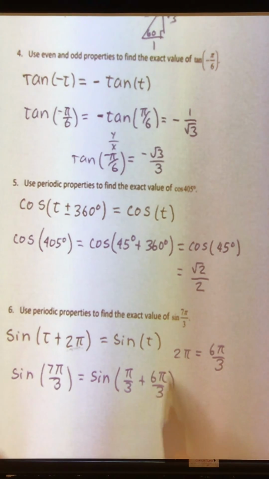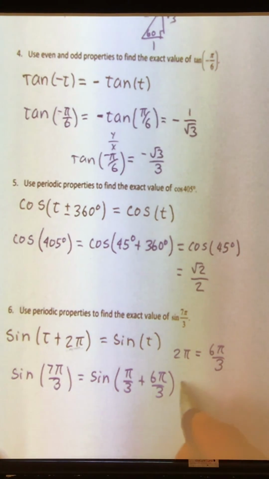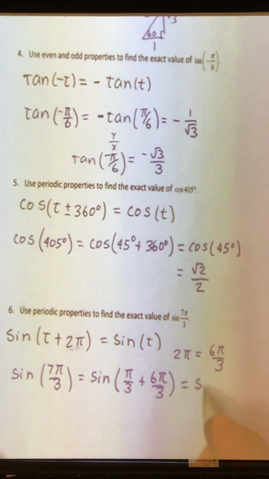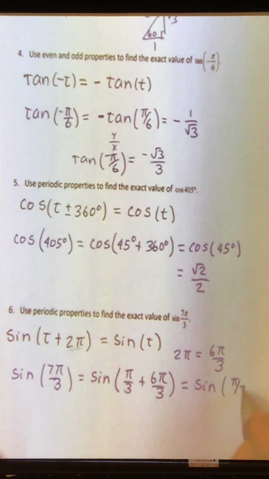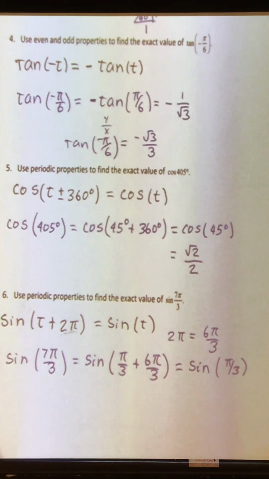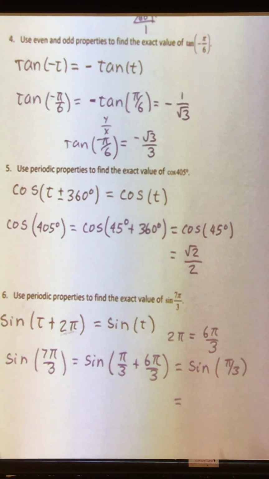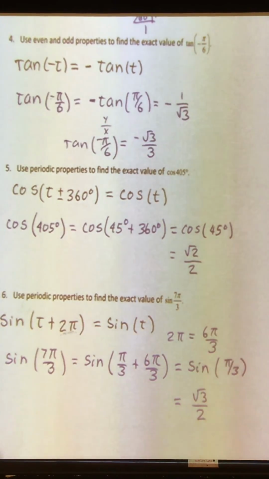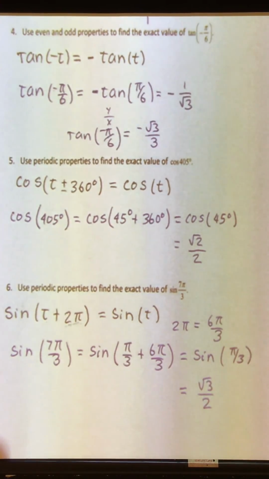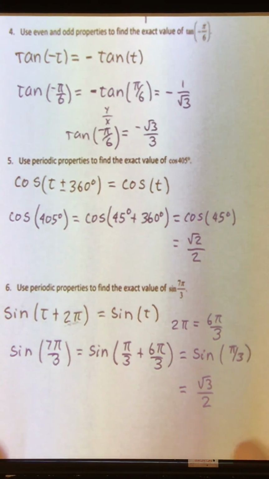There's the addition of a full rotation of 2 pi, which does not matter since the sine function has period 2 pi, and we still get the sine of pi over 3. And so we appeal to our right triangle, and we get the opposite over the hypotenuse, and that'll be root 3 over 2. And that's how you get the sine of 7 pi over 3 using periodic properties.